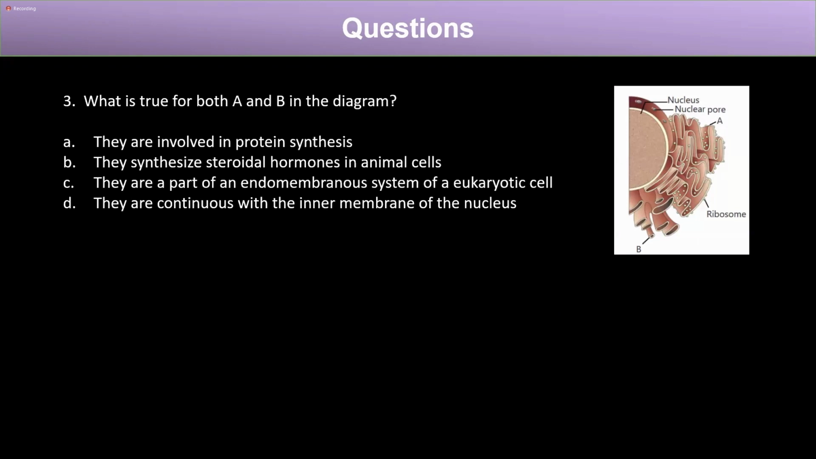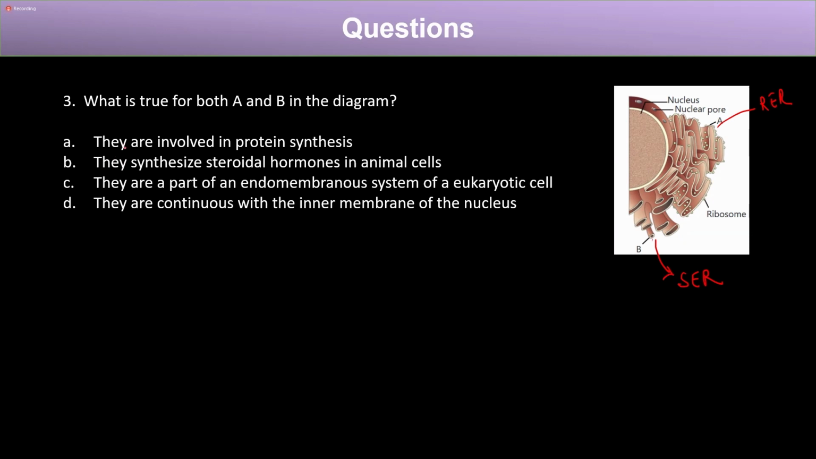Now, the third question is, what is true about both A and B in the diagram? So if you see, this is a diagram where A is representing rough endoplasmic reticulum, right? And B here does not have ribosomes, so it is tubule shaped. So it is another type of endoplasmic reticulum, that is smooth endoplasmic reticulum, right?